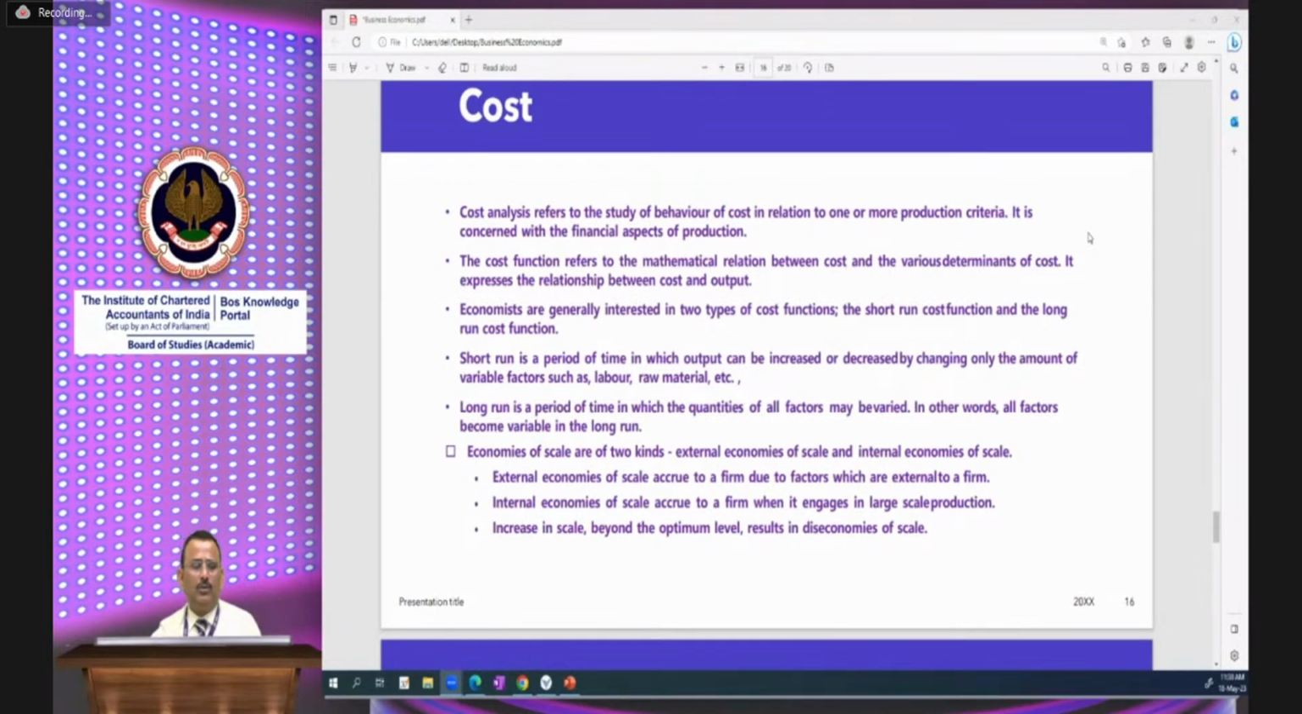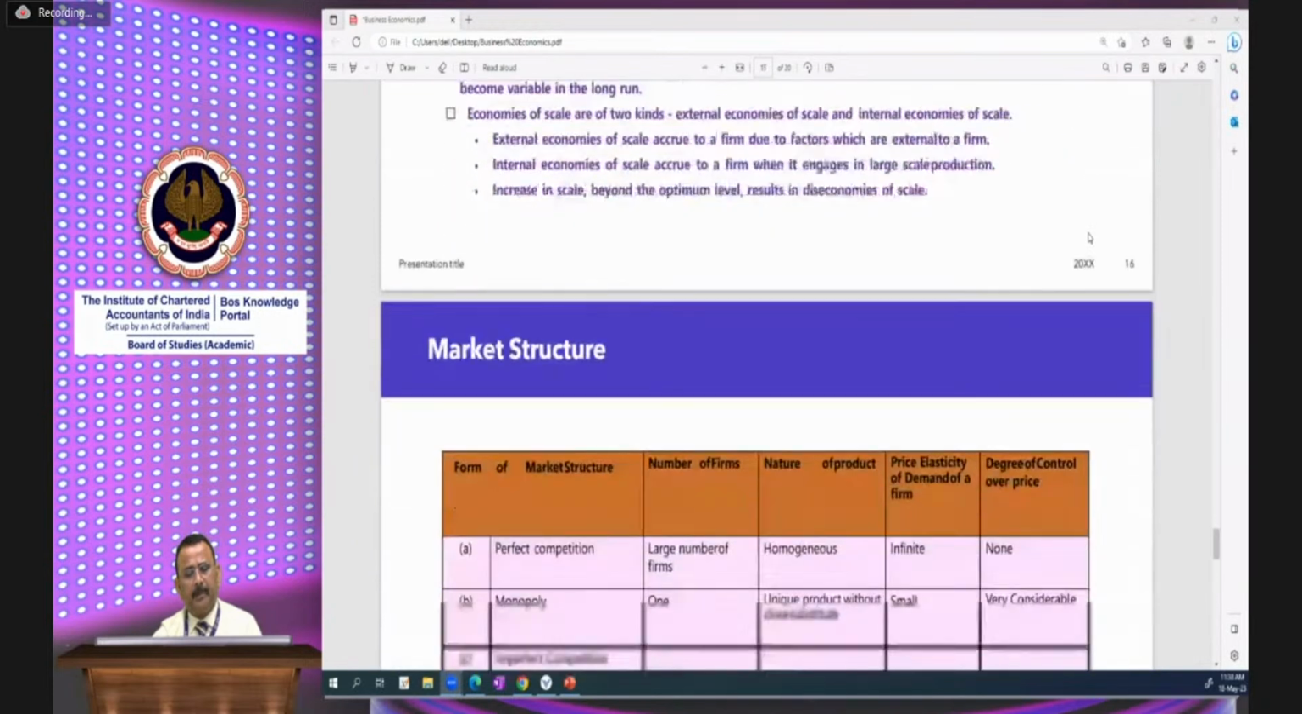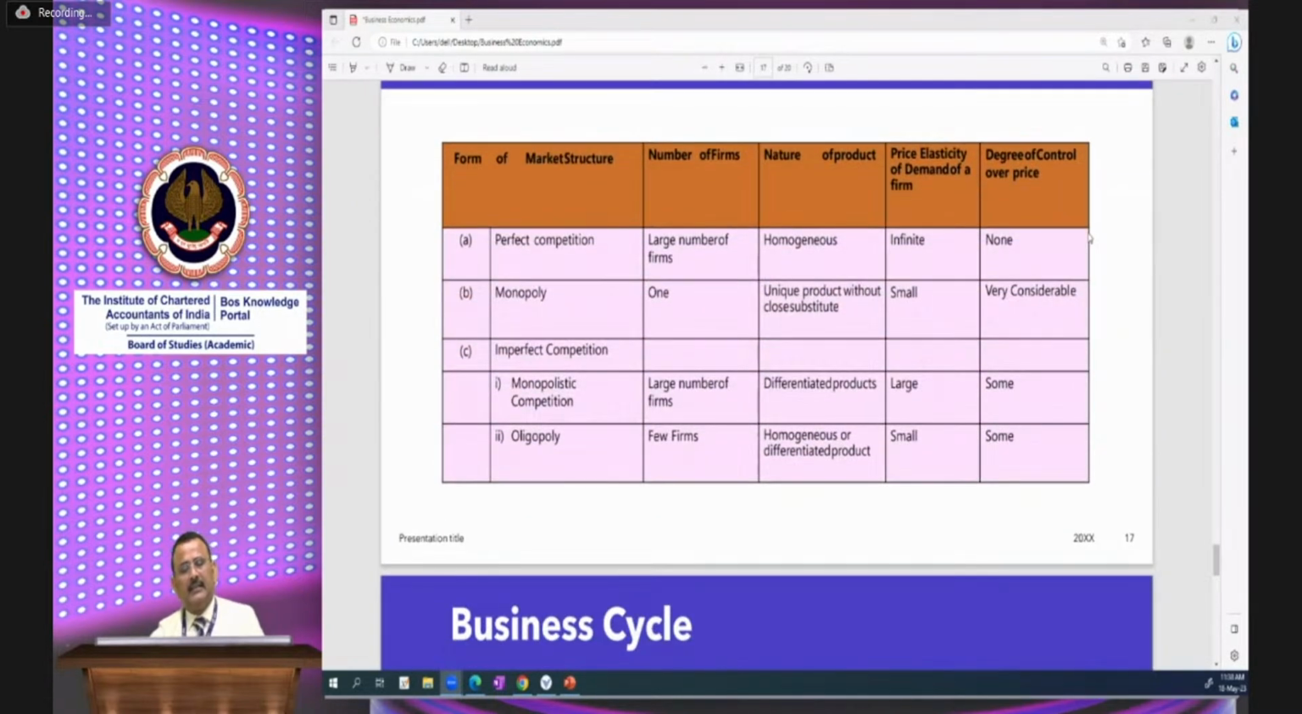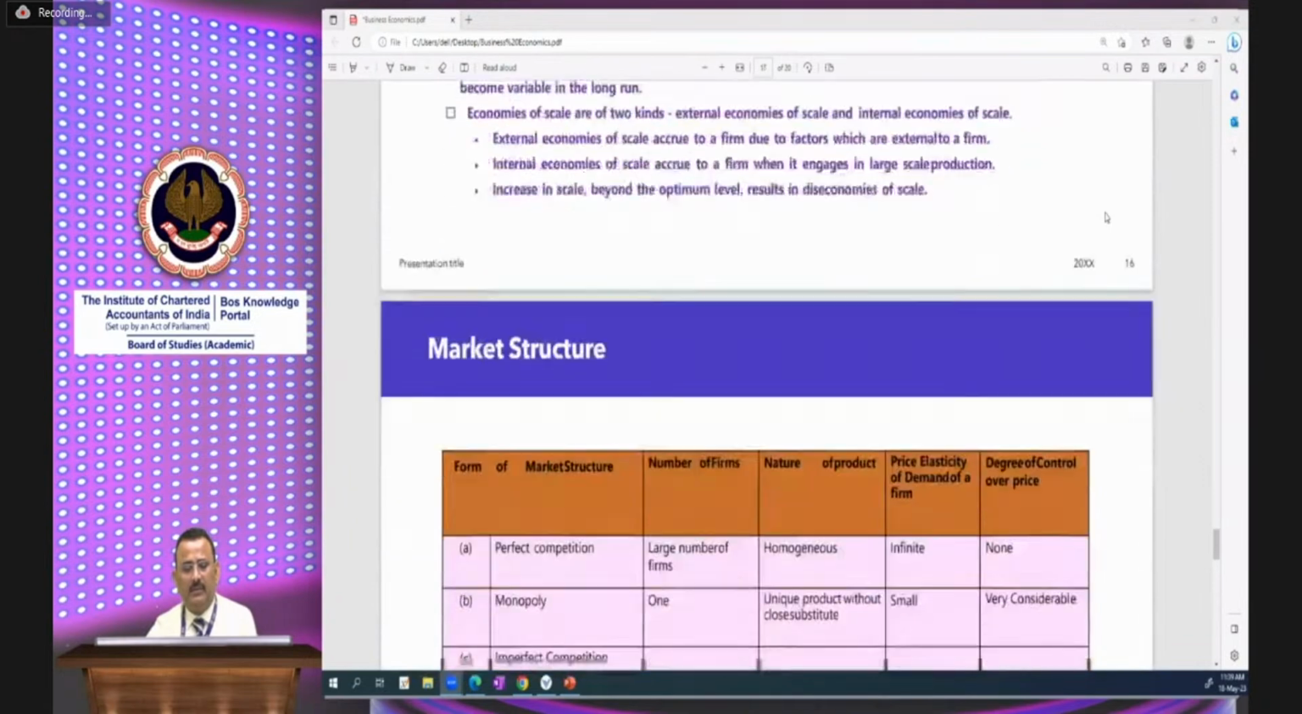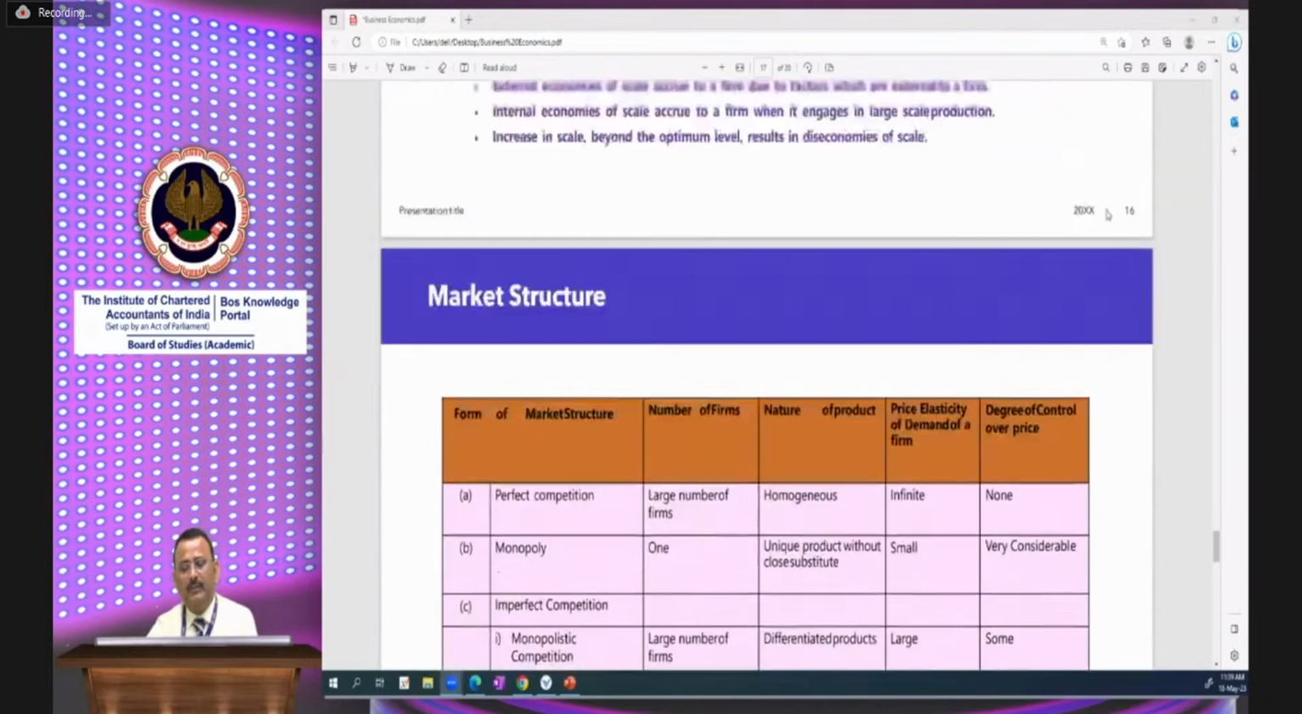So try to remember the shape and the size of the cost curve, the different distinctions that are already given in your study material. Then there is an important concept of market structure, which again has a weightage of around 25 to 30%.